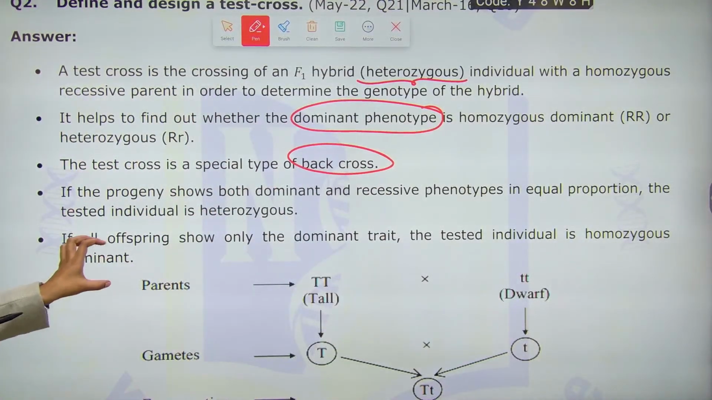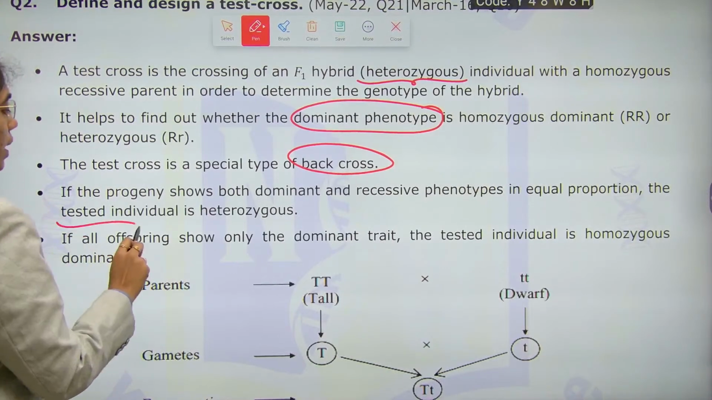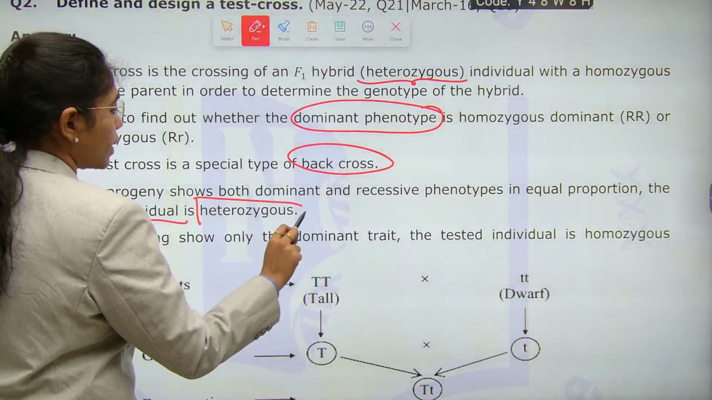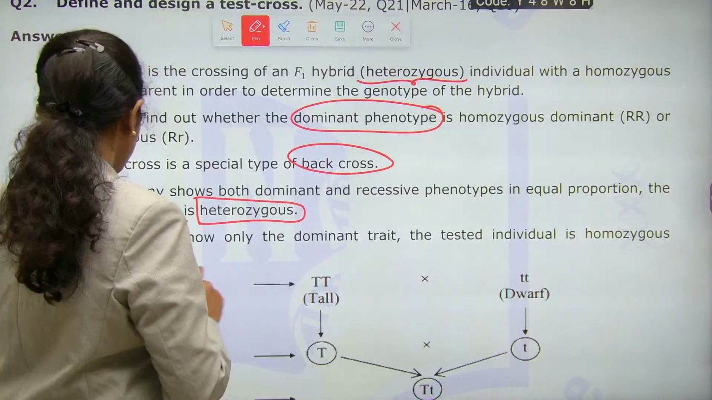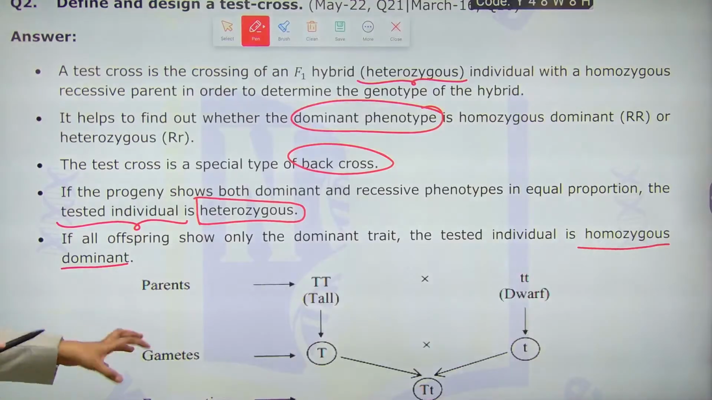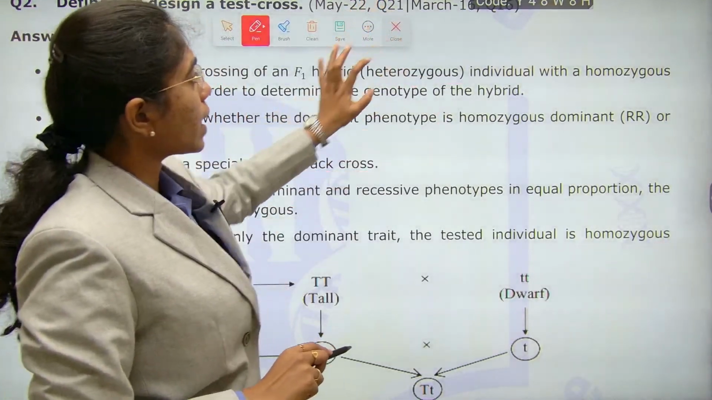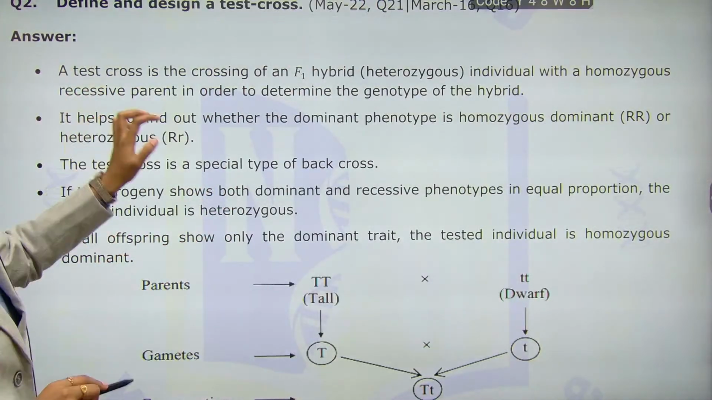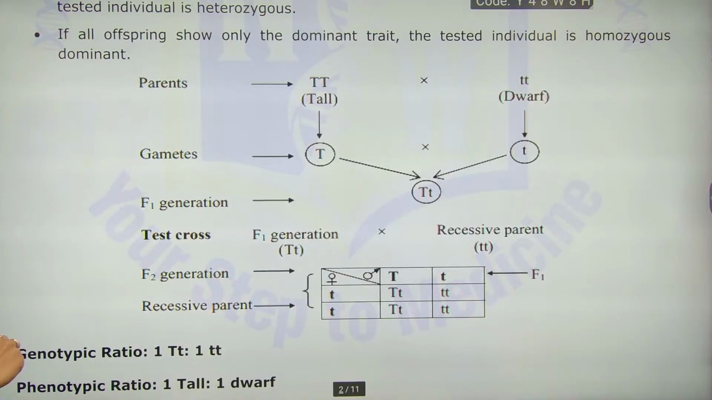If the progeny shows both dominant and recessive phenotypes in equal proportion, the individual will be heterozygous. If all offspring show only the dominant trait, then the tested individual is homozygous dominant. If both dominant and recessive conditions are observed, then it is heterozygous. Here we go with the two phenotypes of the F1 generation.